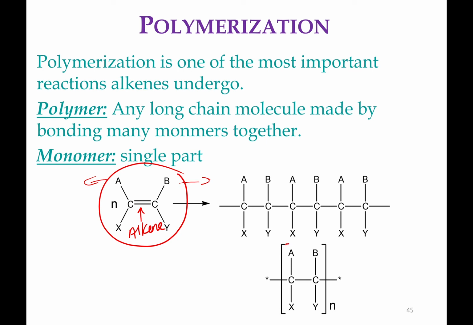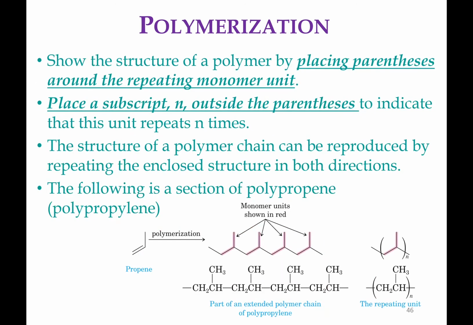So when you see a polymer reaction, you might see something like this. This is the repeating unit. It repeats n number of times, and it's going to continue to grow in both directions. So we show the structure of a polymer by placing parentheses around the repeating monomer unit, and we say it repeats n number of times. That n is the subscript, and it indicates how many times it repeats.